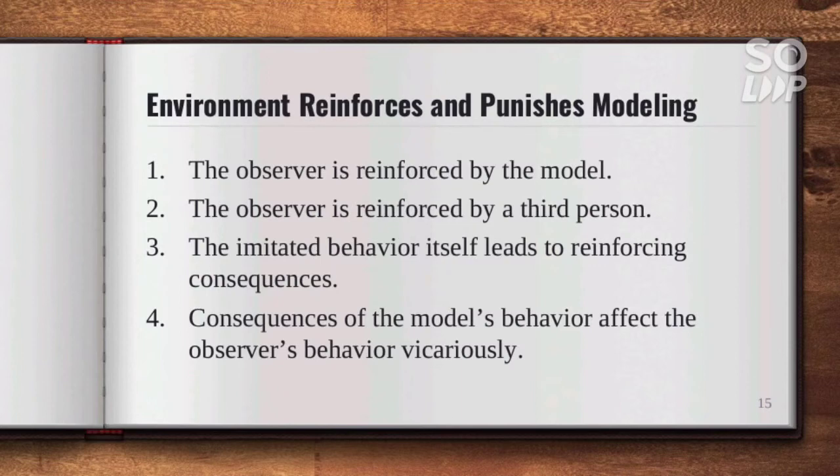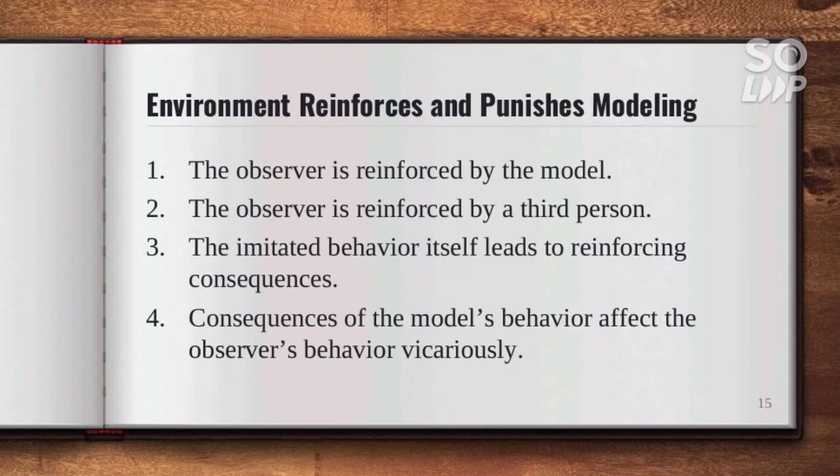Second, the observer is reinforced by a third person. An example of this is that the observer might be modeling the actions of someone else, for example an outstanding class leader or student. The teacher notices this and compliments and praises the observer for modeling such behavior, thus reinforcing that behavior. The third one is that the imitated behavior itself leads to reinforcing consequences. Many behaviors that we learn from others produce satisfying or reinforcing results. For example, a student in my multimedia class could observe how the extra work a classmate does is fun. This student, in turn, would do the same extra work and also experience enjoyment.